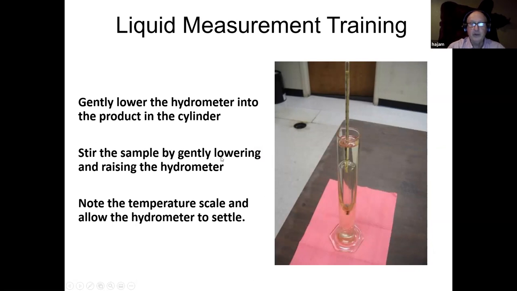And then you want to gently stir the sample by raising and lowering that thermohydrometer so that all the bubbles come out and everything gets settled. And then you want it to sit for a while and note the temperature scale. Allow the hydrometer to settle in temperature. Let it come to temperature. Don't rush this process. Allow that temperature to stabilize in the liquid it's submerged in.